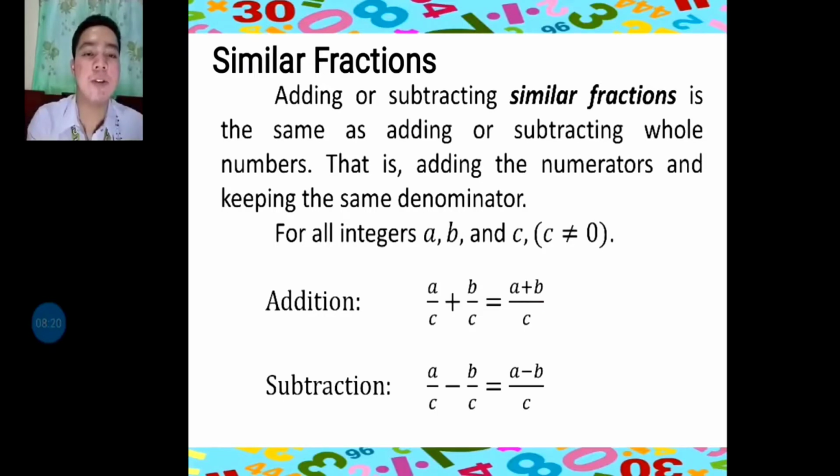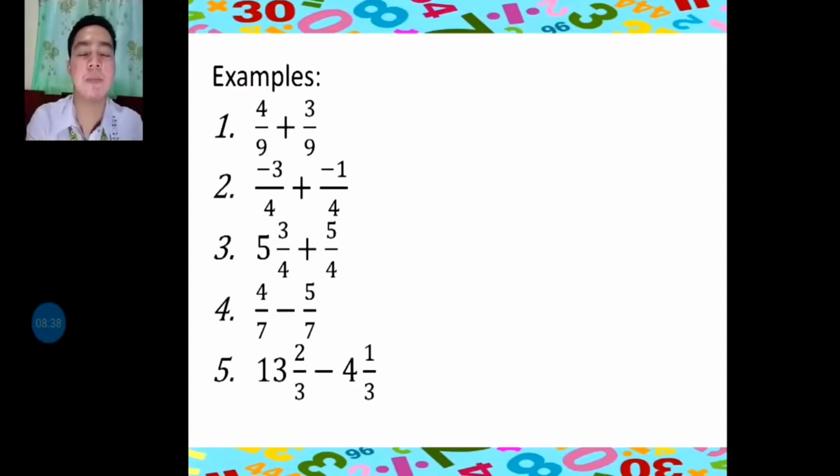Same goes with subtraction. We have a minus b. So here, a minus b. Then keep or copy the denominator. So a minus b over c. Now let's proceed to the examples.